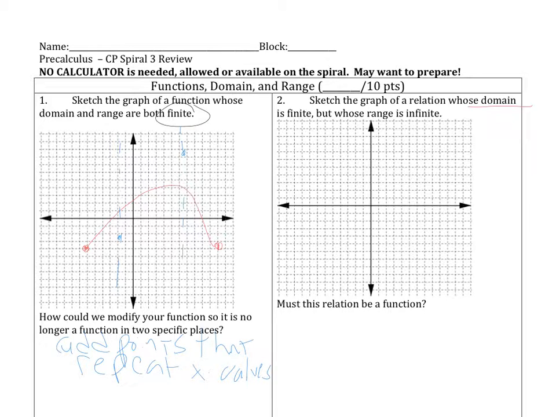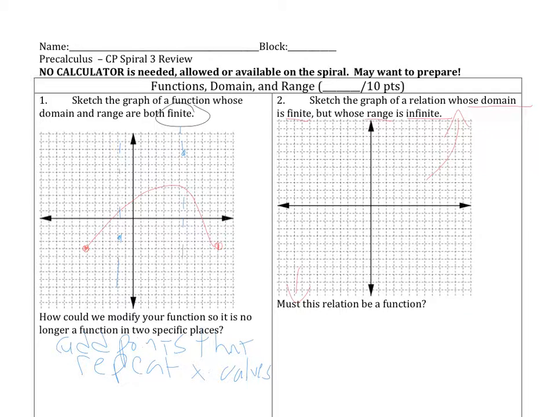Now I'm looking at a domain that's finite, but a range that is not. So a range that's infinite. That means somewhere on my graph I've got to go off the grid, going in both directions, or potentially one direction. It doesn't really matter as long as I'm going off my graph in the y direction somewhere.